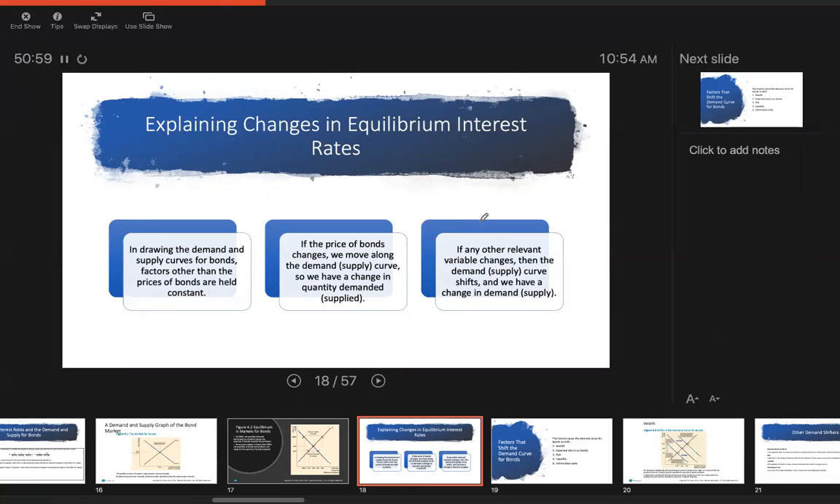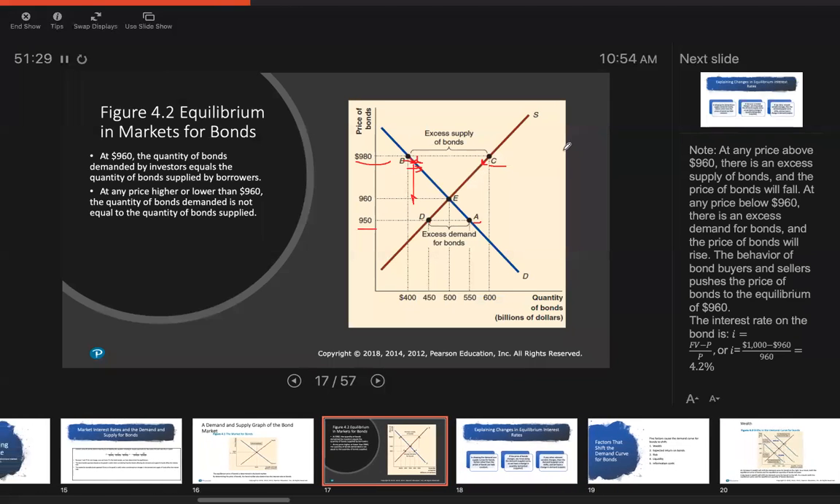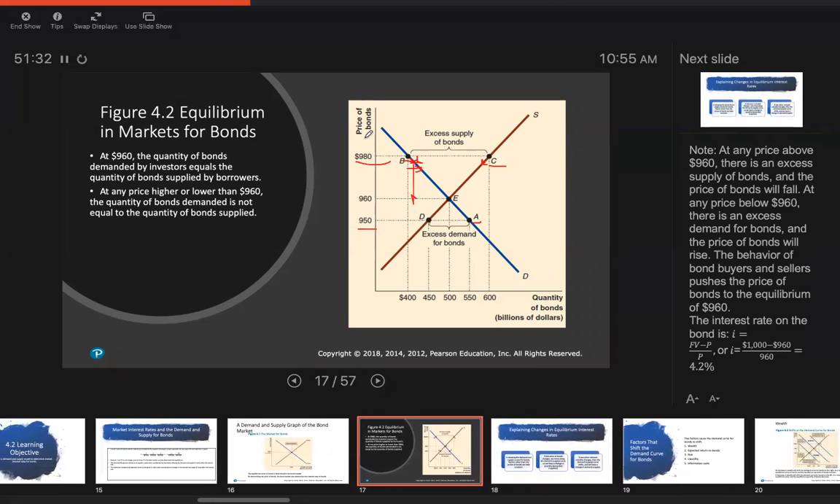Now, the question then becomes, how does the equilibrium interest rate change in this bond market, right? So when we draw the supply and demand curves of bonds, factors other than the price of the bonds are held constant. None of the other characteristics which determine the supply and demand of these bonds are changed. All of the other factors are held constant, right? So we'll just have movements up and down the curve. If you're only trying to establish the relationship between price of bonds and quantity of bonds, that's just represented by movements along these supply and demand curves.